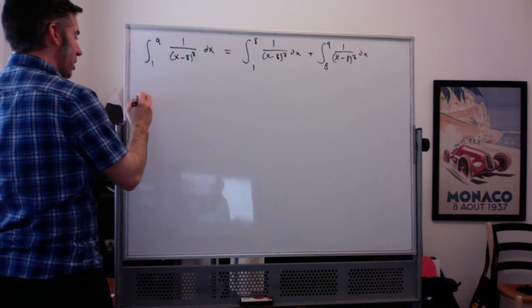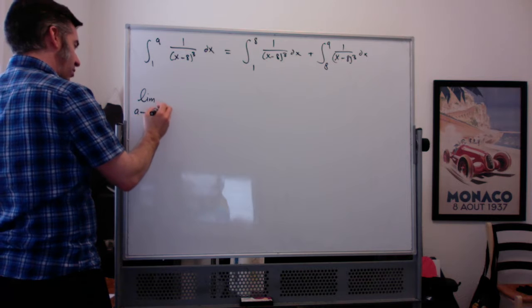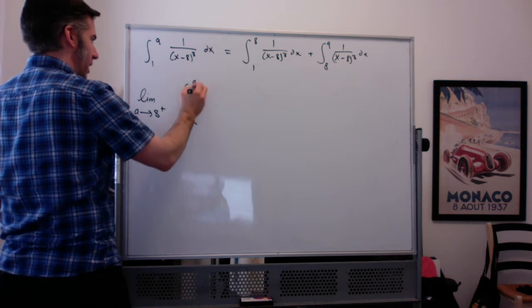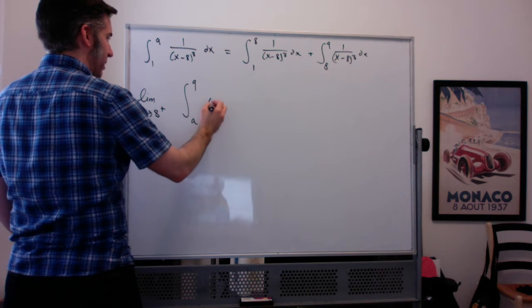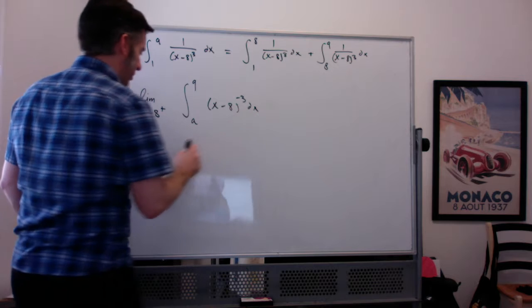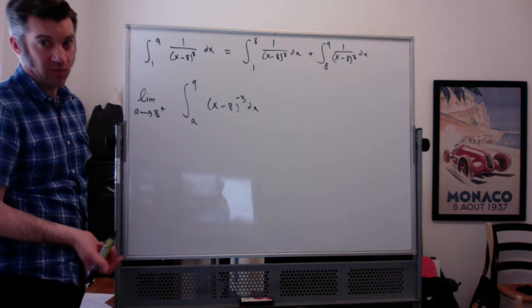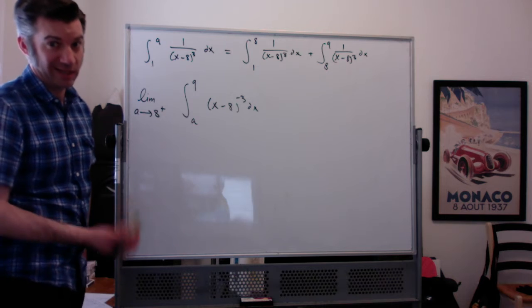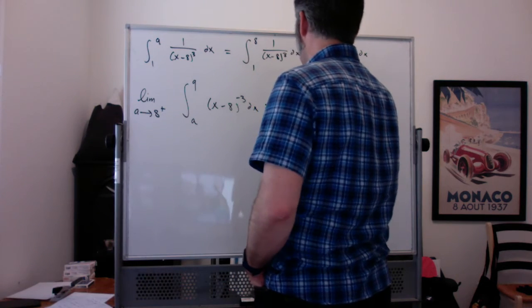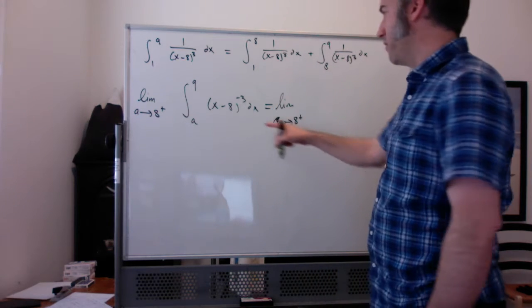So I'm going to do the limit as a approaches 8 from the right of the integral from a to 9. And I'm going to write that as (x minus 8) to the negative third dx. And we're approaching 8 from the right because we are between 8 and 9. So we're on the right side of 8 because we're between 8 and 9. Okay, we're going to write this as the limit as a goes to 8 from the right. I'm going to integrate this.